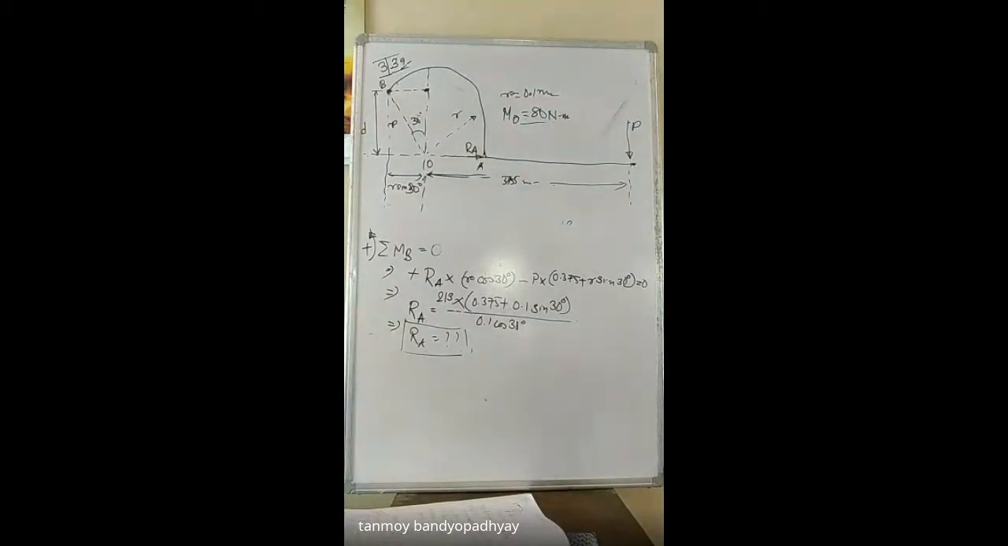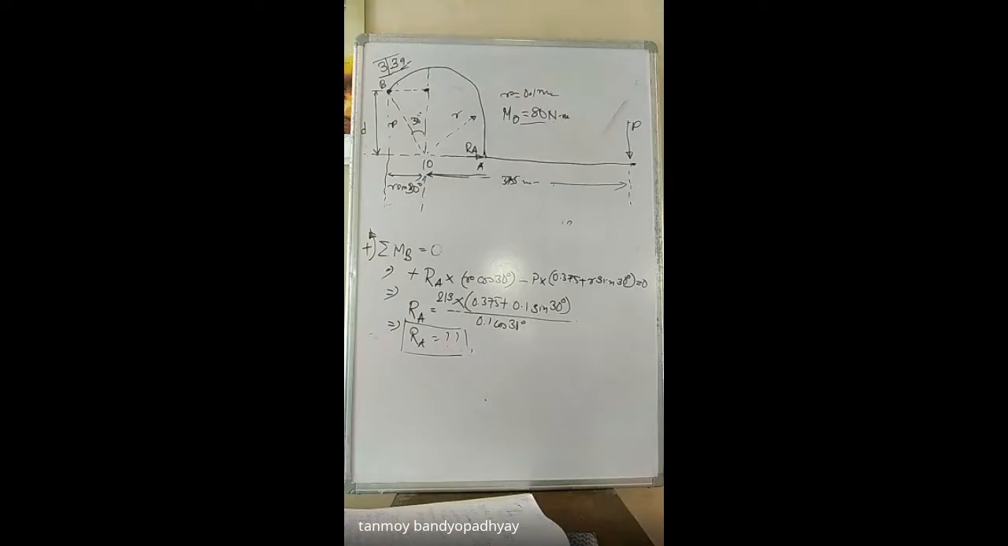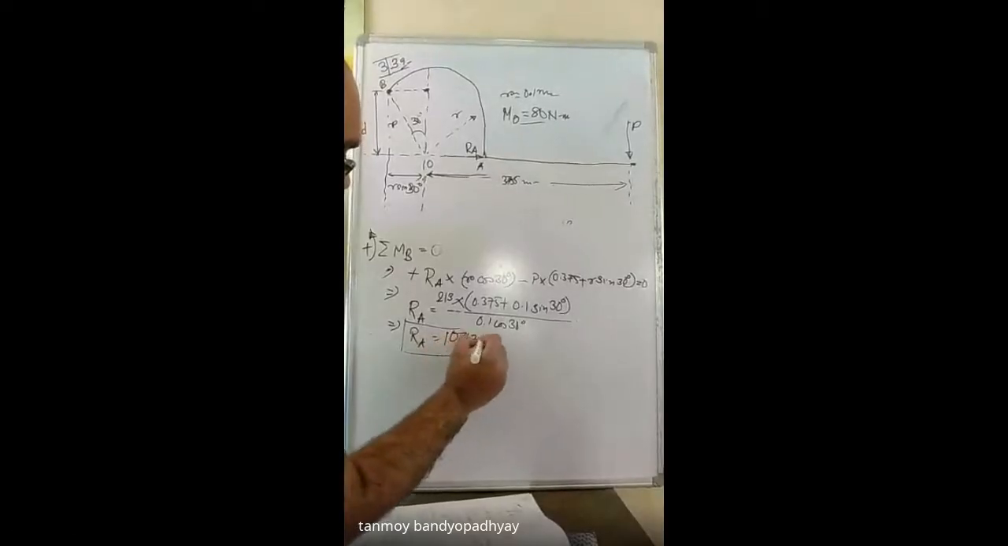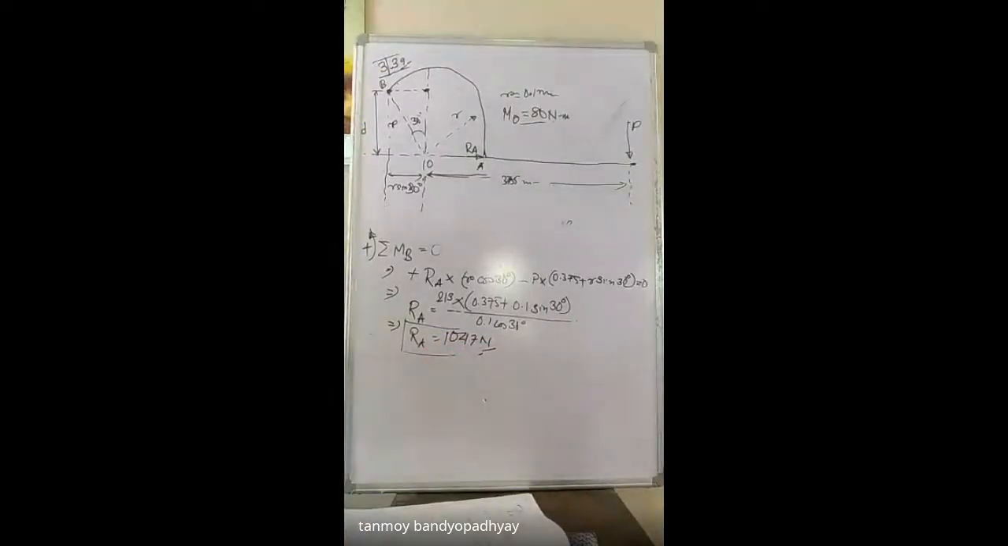So this is the last problem we discussed on 2D. Now we're moving to 3D problems. So 1047, 1047 newtons. So this is the value we get for RA.